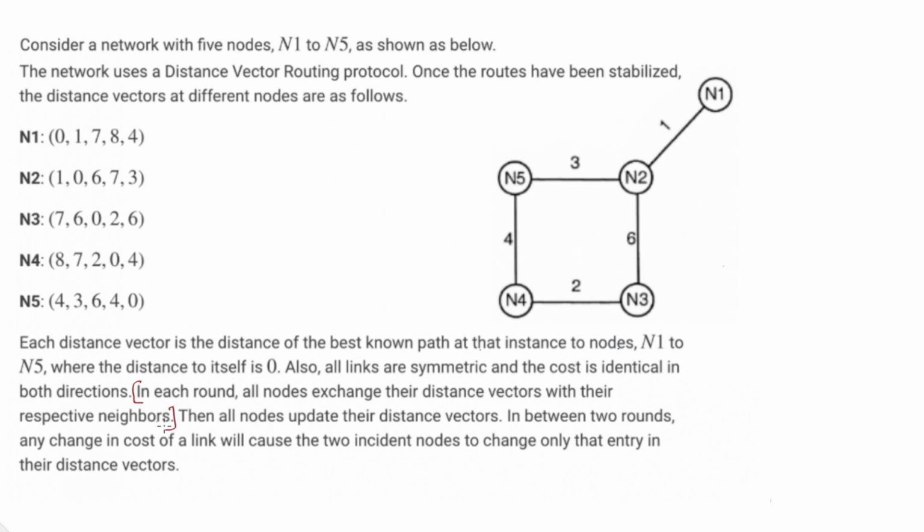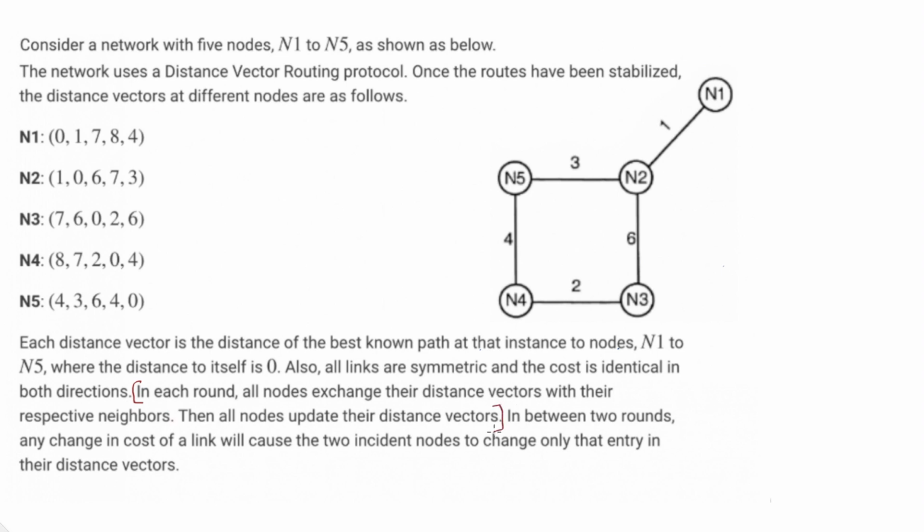So in each round, what is happening? They are exchanging their distance vectors. So if I say one round, then n1 will exchange its distance vector with n2, n2 will exchange its distance vector with n5, n3, and n1, like that, right? Then all the nodes update their distance vectors. This is how they have defined a round.